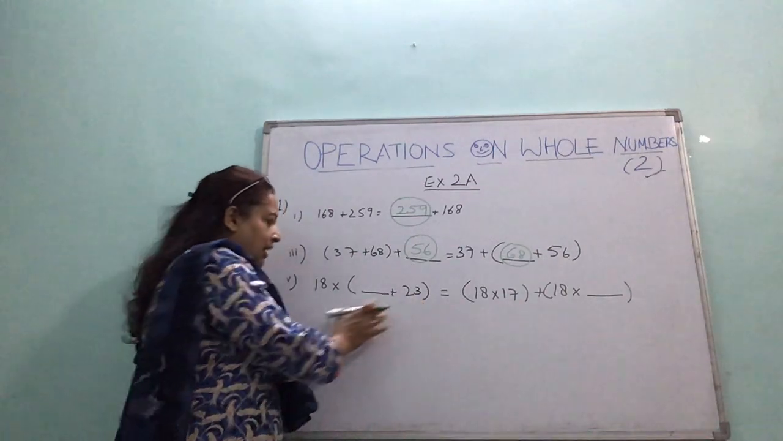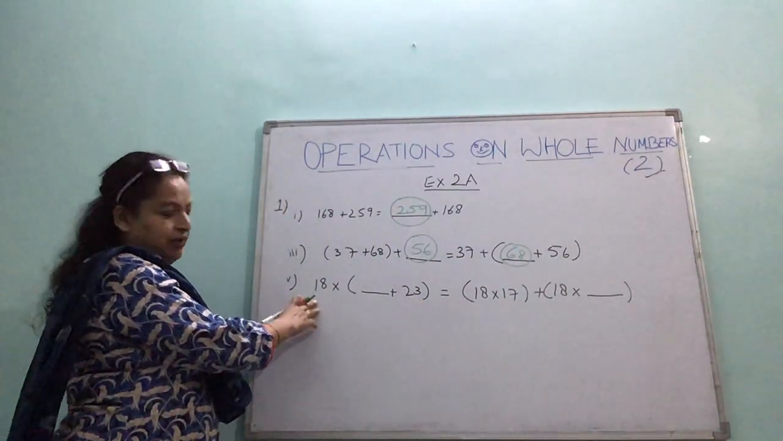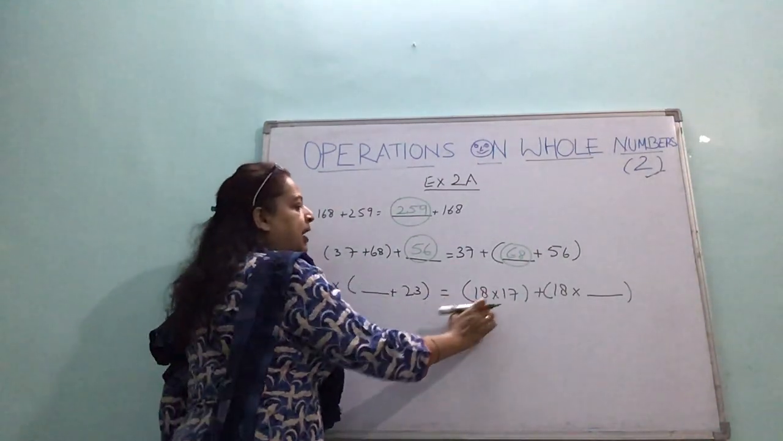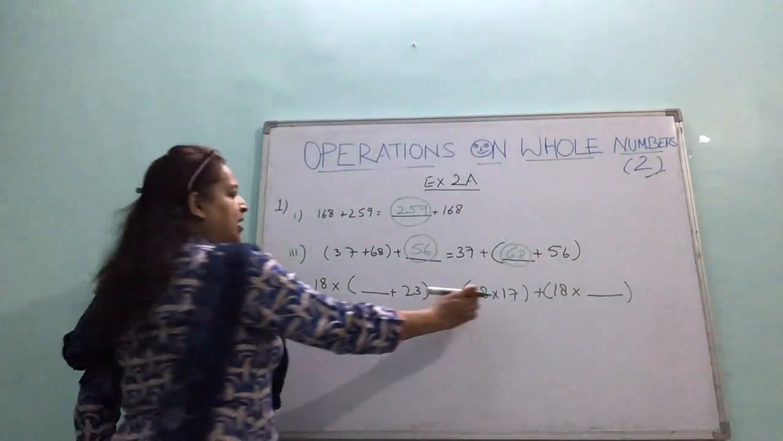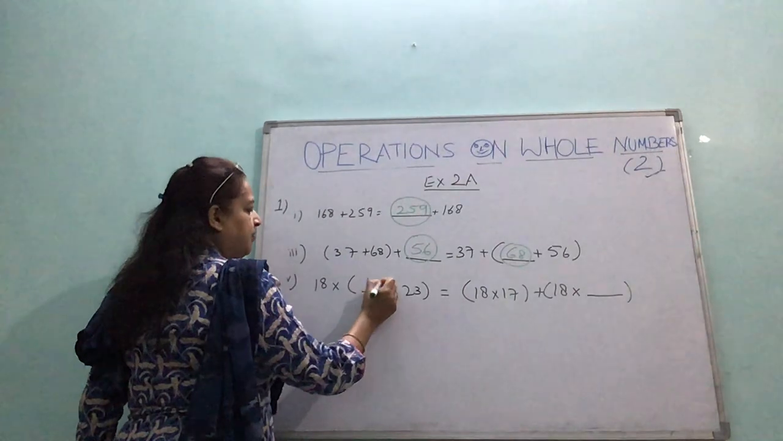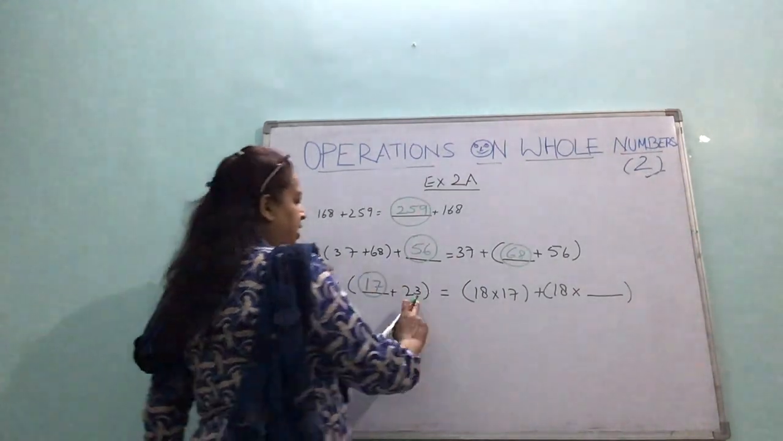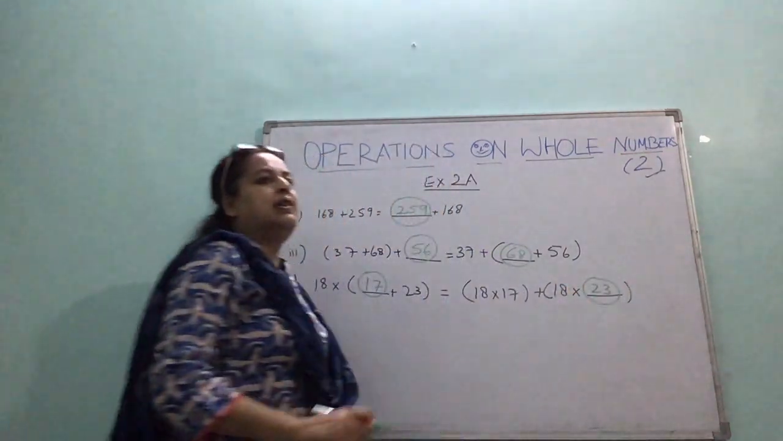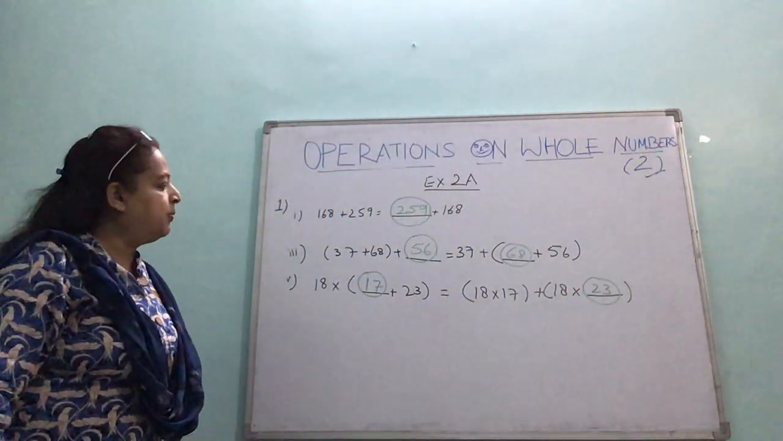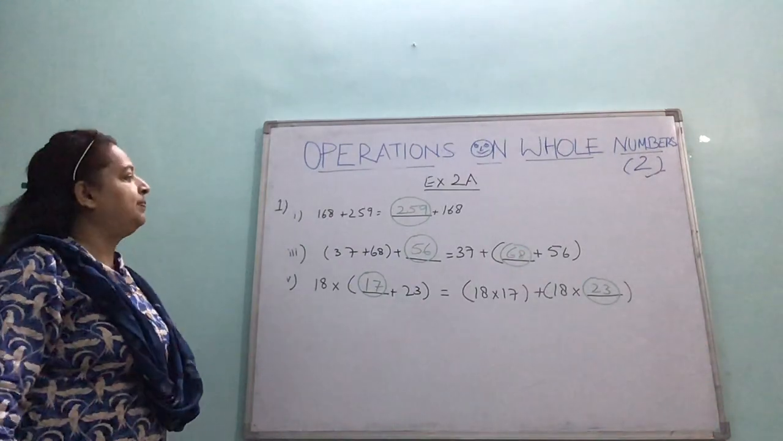You can add and then multiply by the same value, or you can multiply individually and then add. Right? You know what is the missing number here? So it is 17 here and here it should be what? 23. This is based on what? Distributive property on multiplication. Alright?